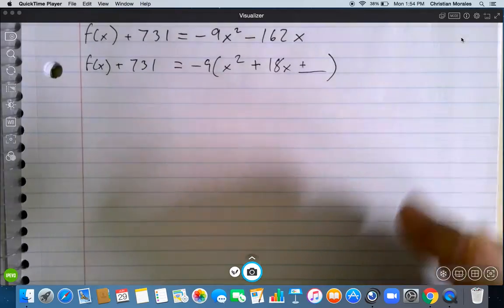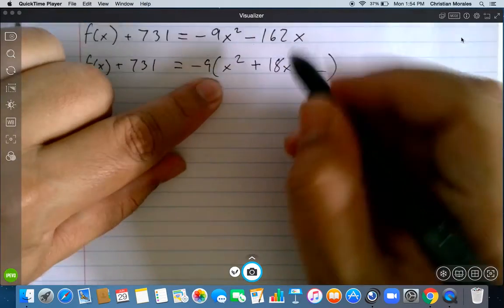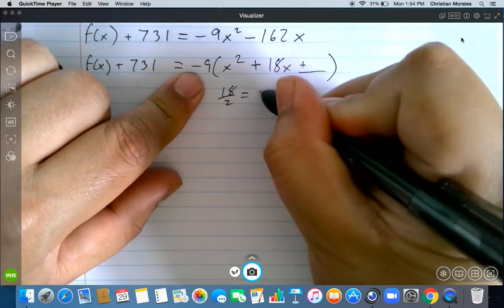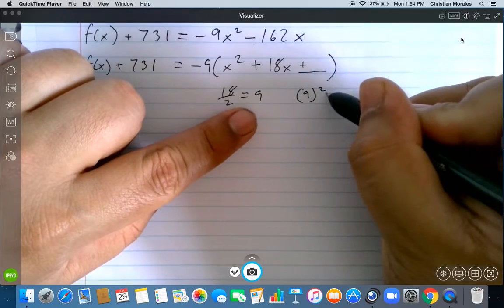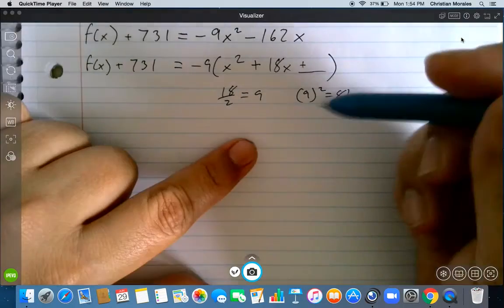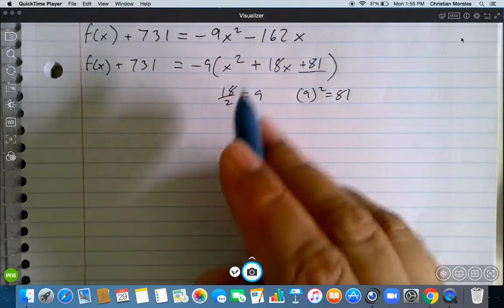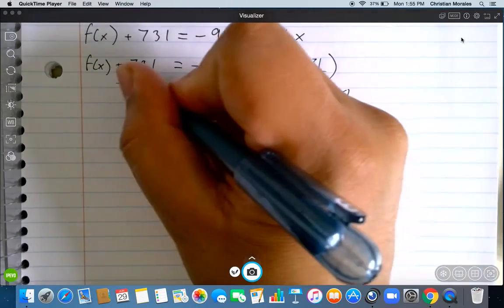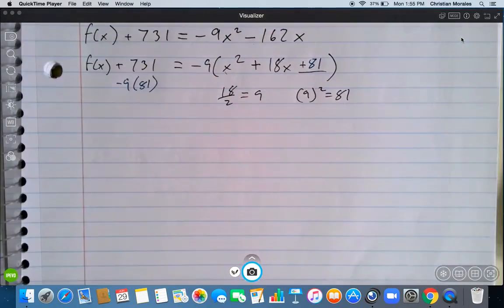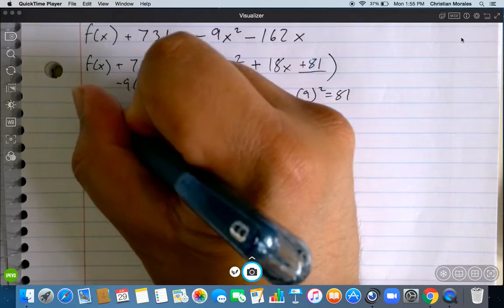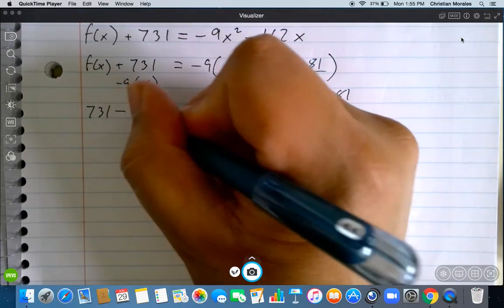All right. Now, we got to come up with the c term. So we go to our new b, which was 162. Now it's just 18. 18, split it in half. Take that number and square it. That is my term, 81. Now, you're not going to add 81 here because remember, the -9 is affecting the 81. So what we have to do is take that -9 times 81, and you get this, negative 729.